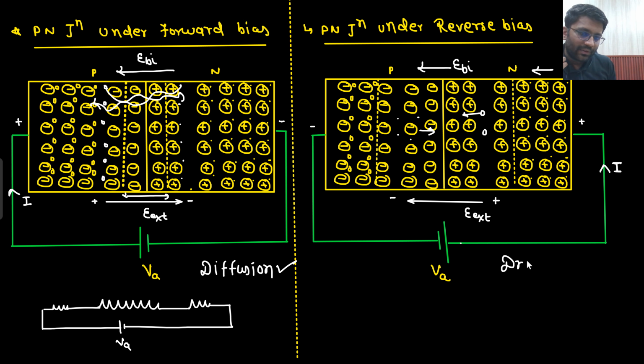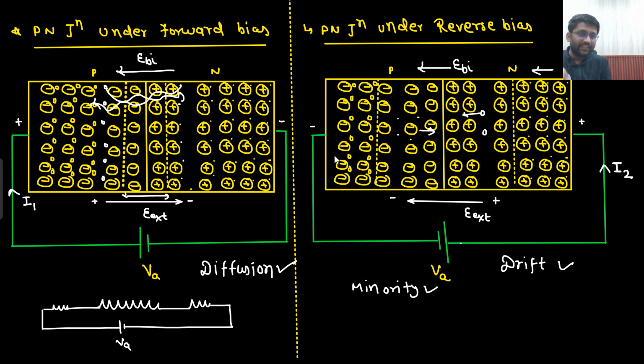In which scenario would the current be more? Here also there is some current, here also there is some current. Let's call this current I1, this current I2. So here the current is coming because of the minority carriers. Holes are minority, electrons are minority. Very less concentration is there inside the depletion region. So here the current is coming because of the minority.